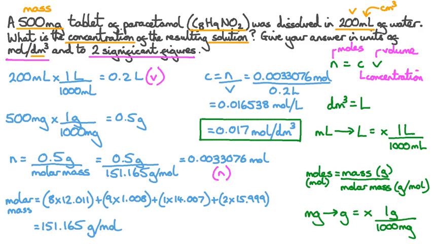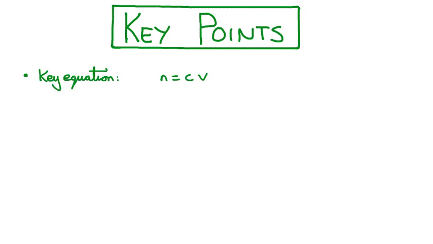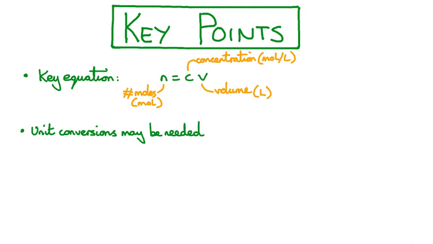Let's review the key points. The key equation that we need for calculating concentration is N equals CV, where N is the number of moles, C is the concentration, and V is volume. Being careful to watch our units, where the units should be moles, moles per litre, and litres. In some cases, unit conversions may be required. Remembering that decimetres cubed are exactly equal to litres and centimetres cubed are exactly equal to millilitres.